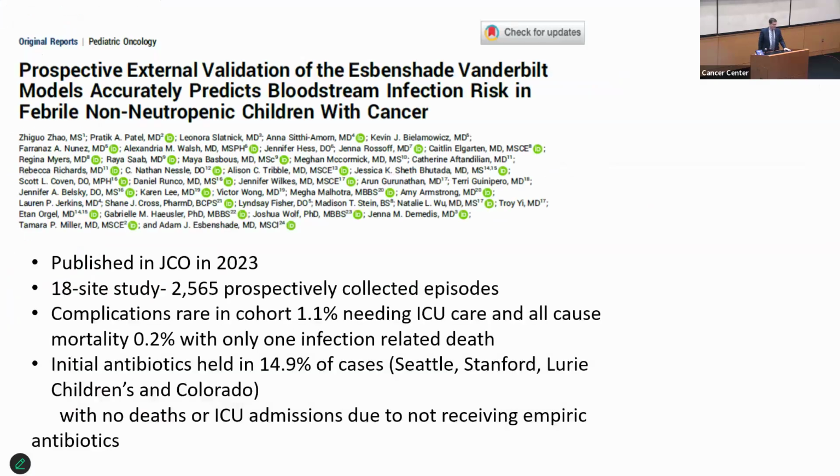This then led to a recent paper that was a prospective external validation of the model, which had to have my full name in it instead of Esvan: accurately predicts bloodstream infection risk in febrile non-neutropenic fever with cancer. This was published in JCO in 2023. It was an 18-site study. We got 2,565 prospectively collected episodes. Again, Leonora and Jenna were part of this, and actually the second biggest cohort was from Children's Hospital of Colorado, so we do have good data from you all.